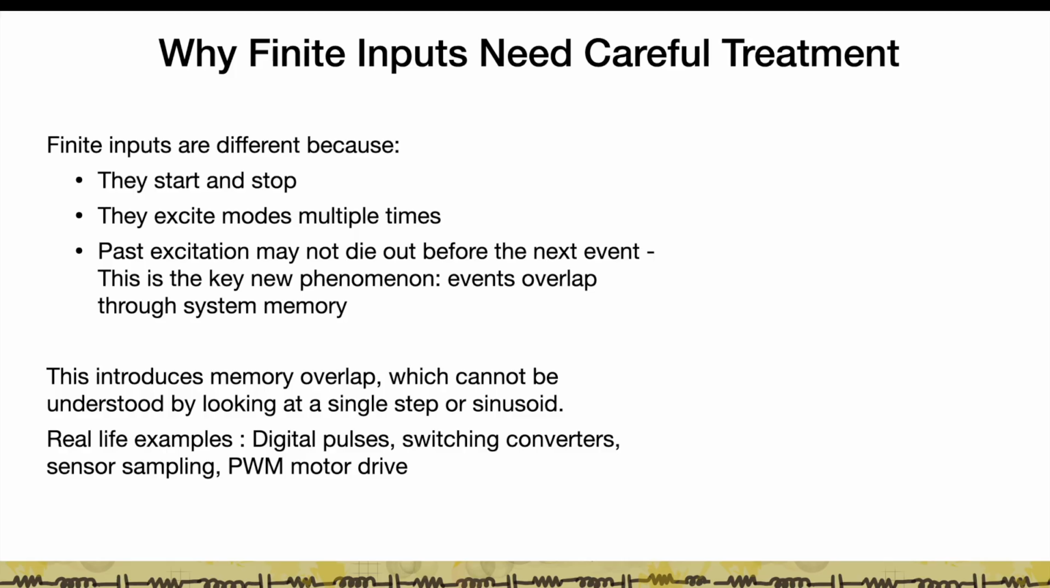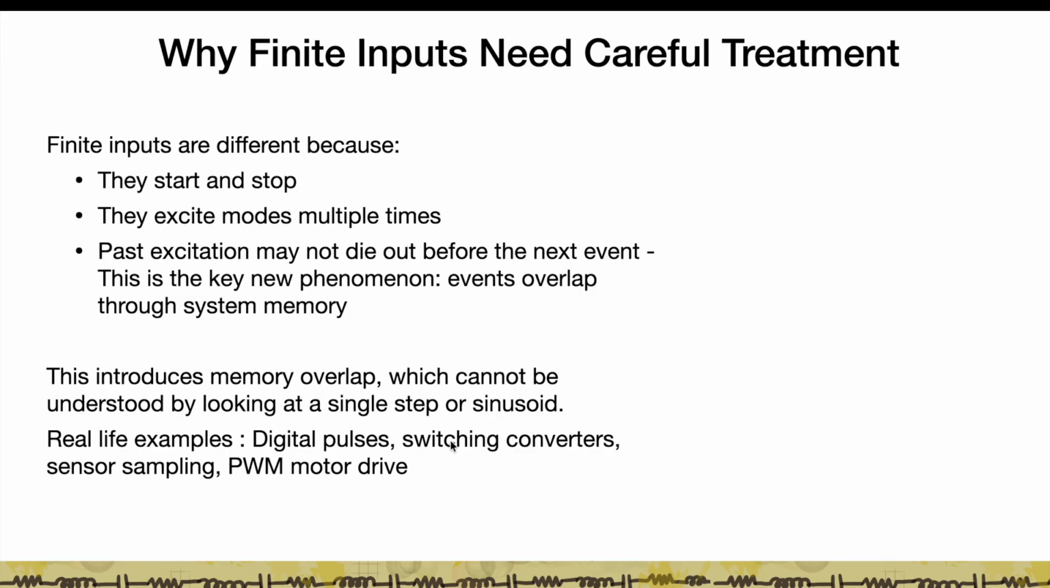So why do finite inputs need careful treatment? Because they start and stop. That sounds trivial, but in an LTI system, every start or stop is an event that excites modes. If a system has memory, like a capacitor voltage or a current, then the response from one event doesn't vanish instantly. It decays according to the pole time constants. If another event happens before the decay is done, the new response adds on top of the old one. That is memory overlap.